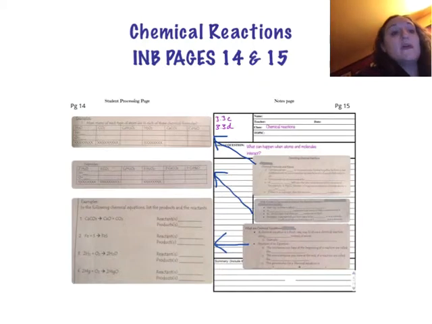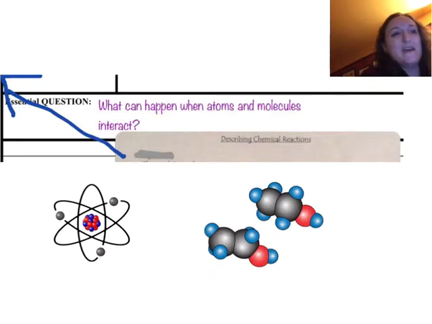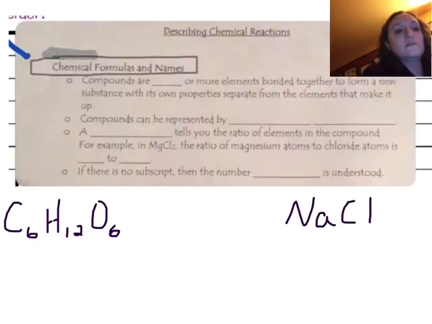All right. So I am going to start on page 15. And the essential question is, what can happen when atoms and molecules interact? We've already talked about this quite a bit, but we're getting deeper into the fact that when they do interact, they exchange electrons and chemical reactions occur. So, looking again at page 15, the very first chunk of information at the top of page 15 underneath the essential question says chemical formulas and names.